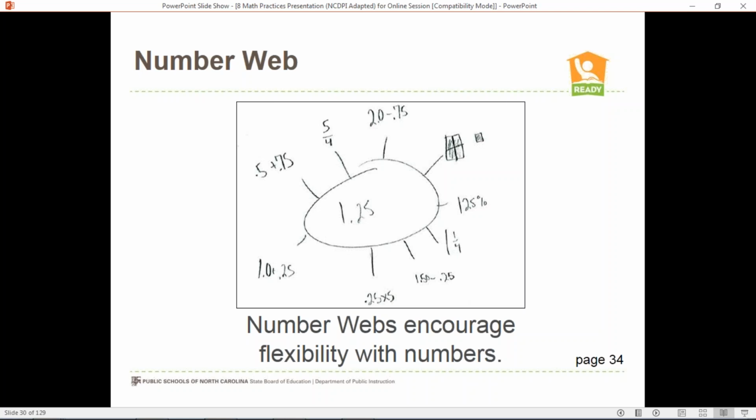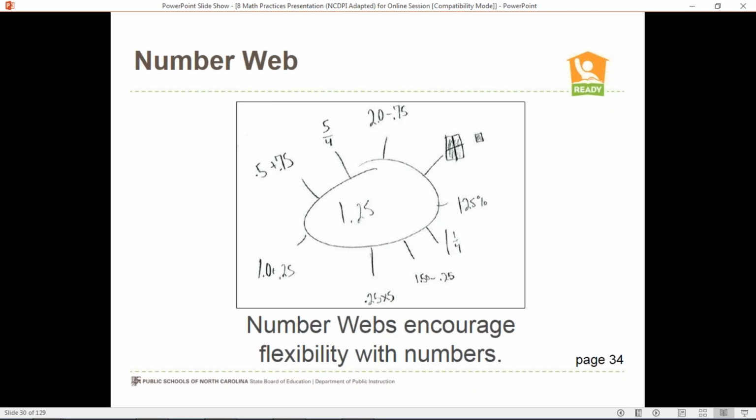It could be a percentage, right? Could be rewritten as a fraction. Again, could be decimals that are being subtracted. Could be a multiplication of a quarter. All those different representations are all 1.25.